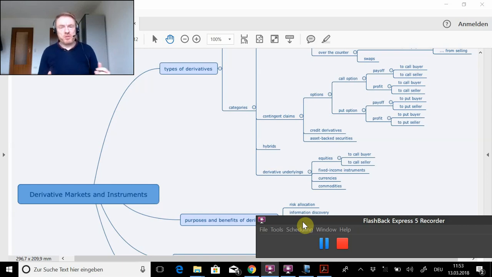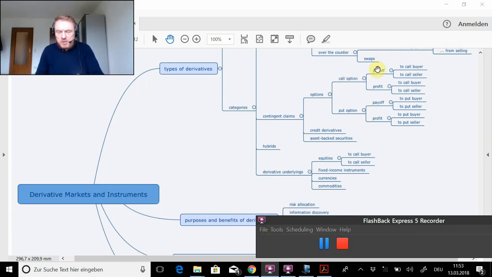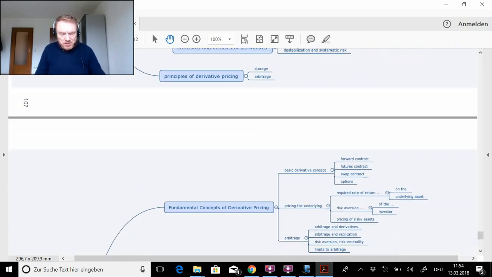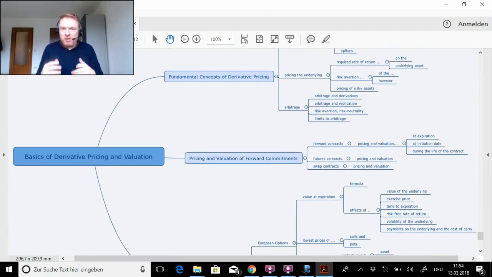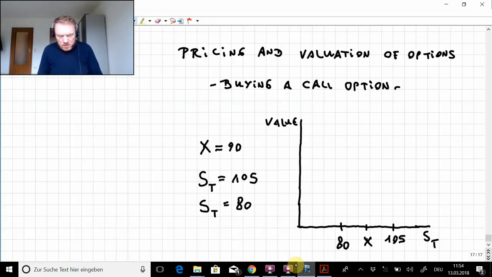We need to talk about call options. We need to talk about pricing and valuation of options. Let's take a look at my mind maps for CFA Level 1, derivative markets and instruments. There are the call options, including the payoffs of call options, including the profit the buyer can make. And then, of course, you need to understand the strategies combined with options, for example, fiduciary calls, protective puts, and so on and so on. Let's see what we're going to have.